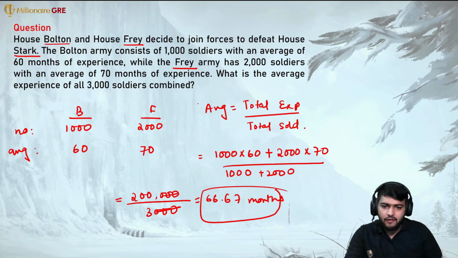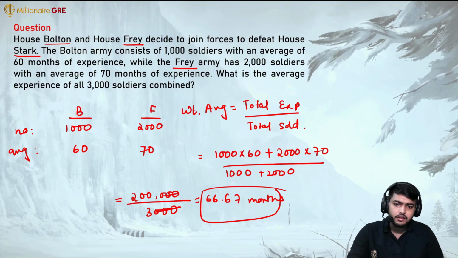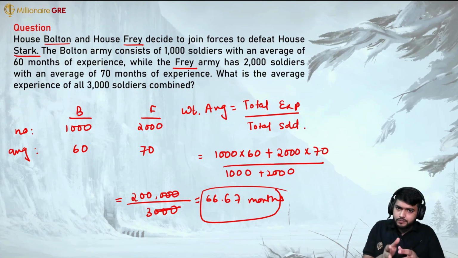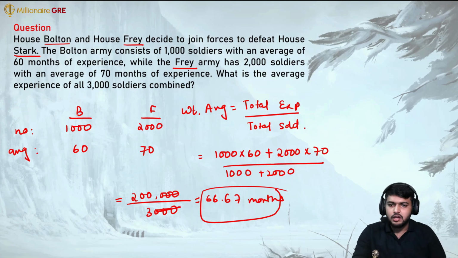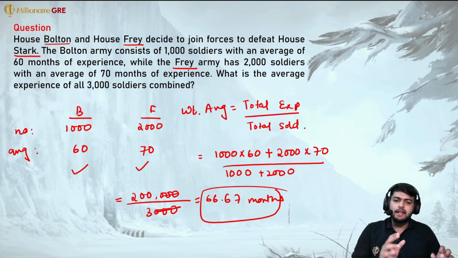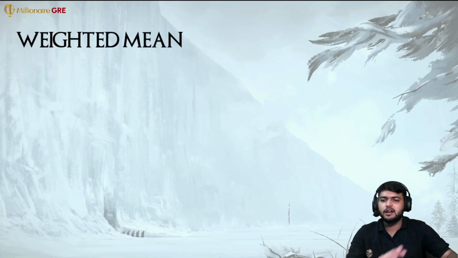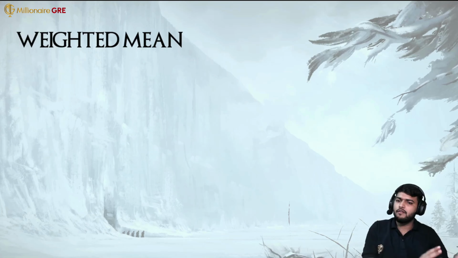Now here the average that we calculated is called weighted average. Whenever the values or the terms are divided into groups, the average that you get is called weighted average. Here all the terms, all the soldiers are divided into two groups, hence the average would be called weighted average. Whenever the terms are divided into groups, the average is called weighted average.